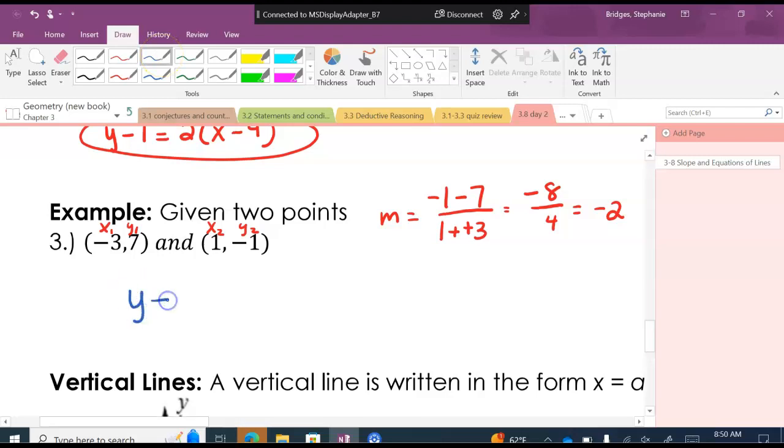Y minus, what is my Y1 value? 7, right? Didn't I label that? Equals, what's my slope? Negative 2. Times X minus, what's my X1 value? 1. X1. Yeah, so, and if I do minus a negative, what does that really turn? Yeah, so it's really Y minus 7 equals negative 2 times X plus 3.